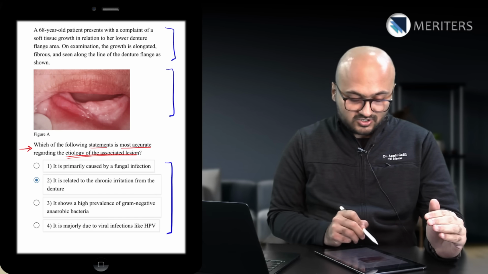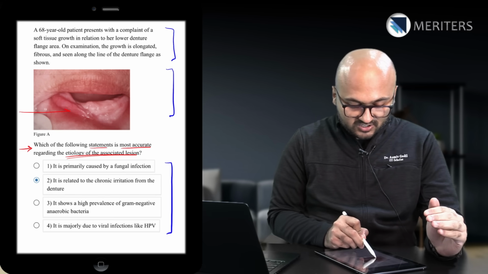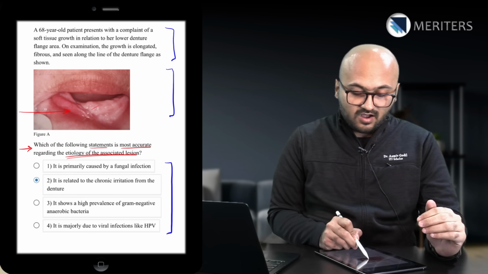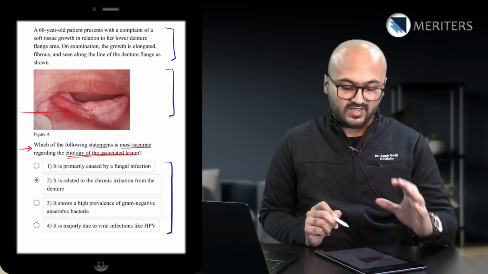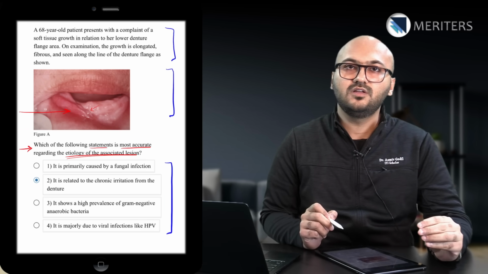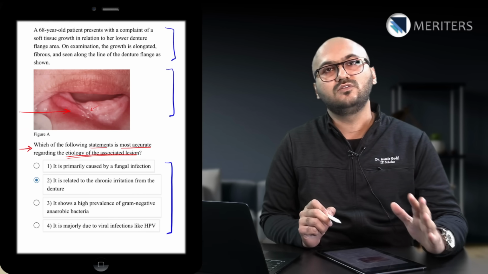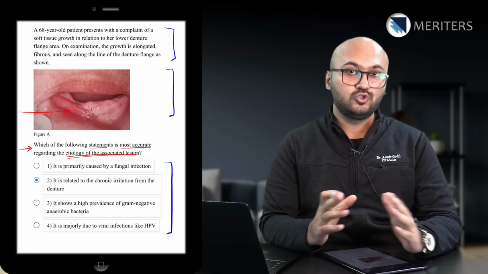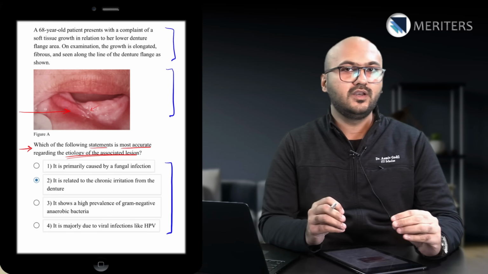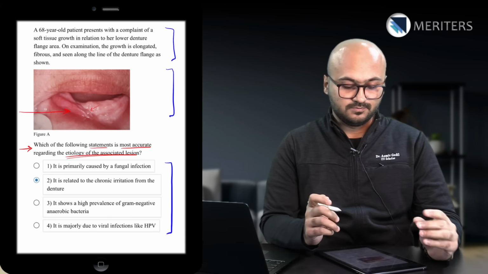Now look at the image. So you see an edentulous ridge and you see that there is a flabby tissue associated with the ridge. Now this is very clear that it is epulis fissuratum, which is associated with chronic irritation from a denture. And without even reading the whole story, you can kind of predict the possible answer.